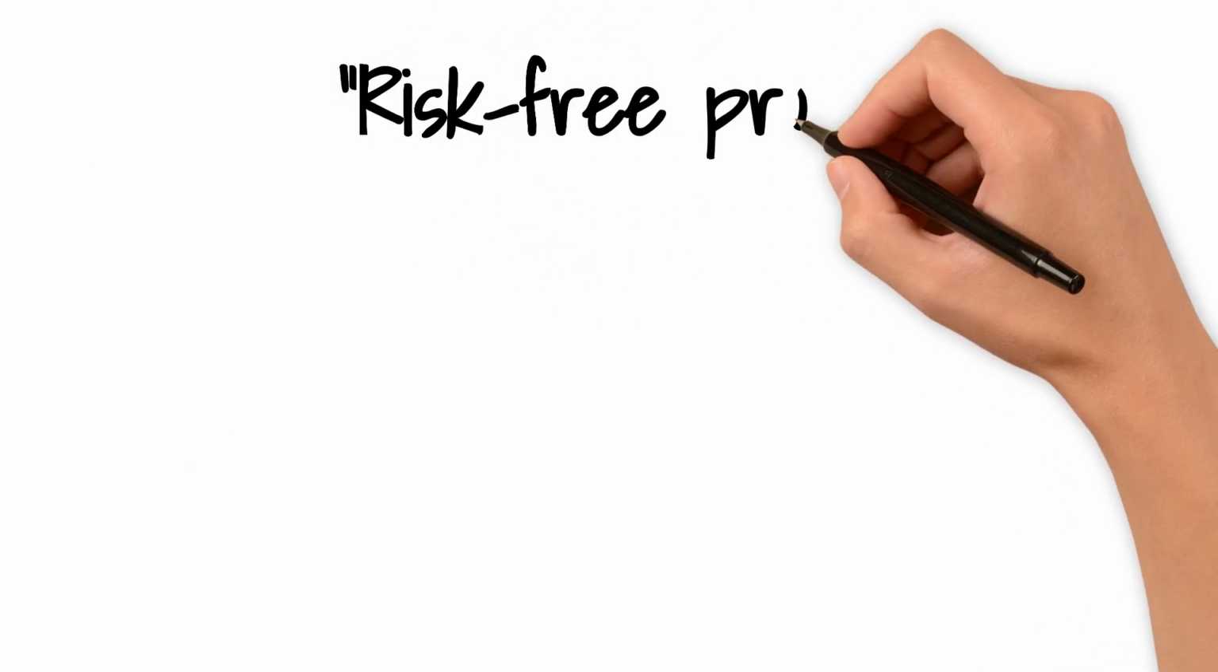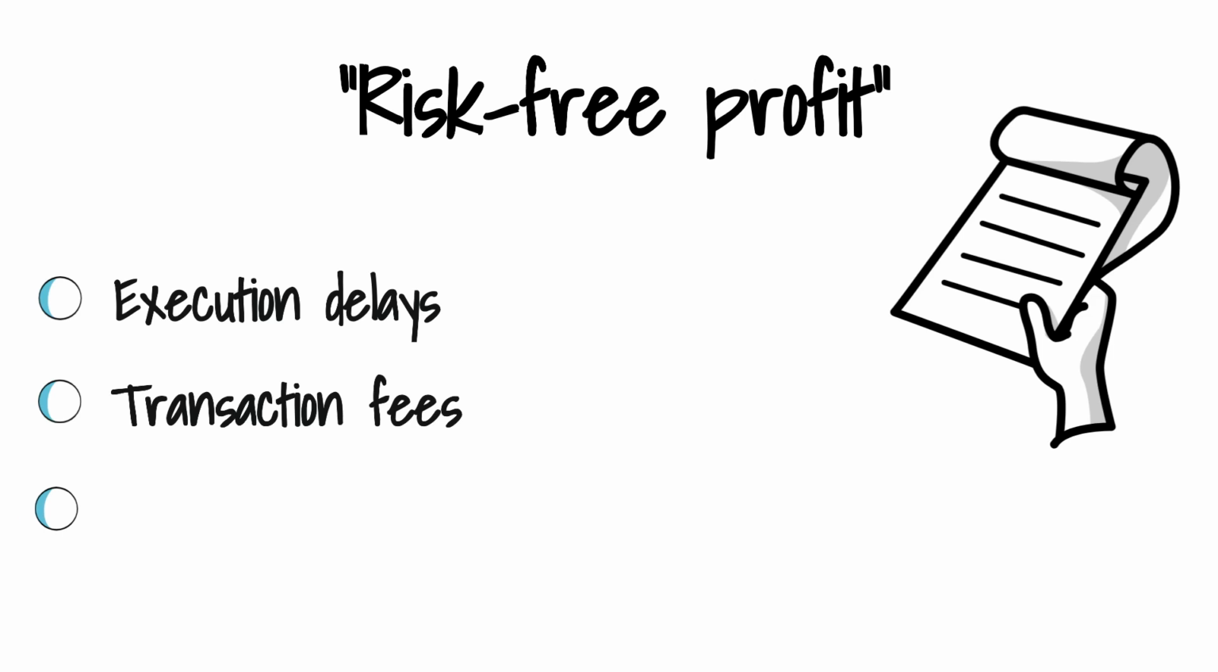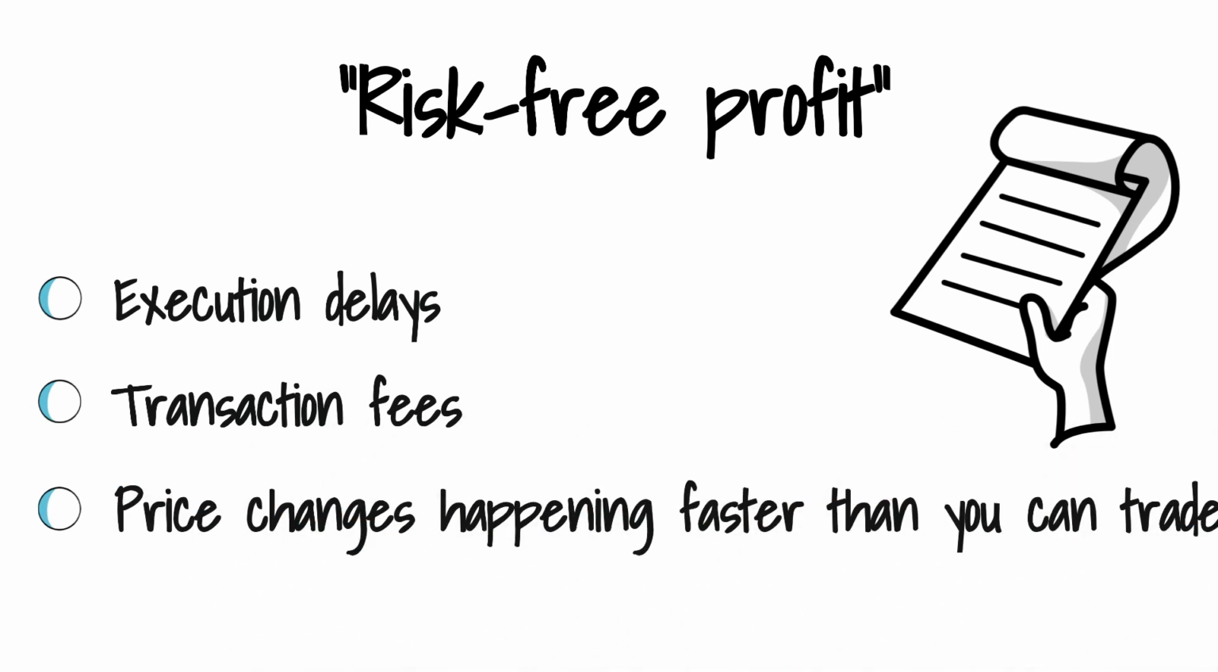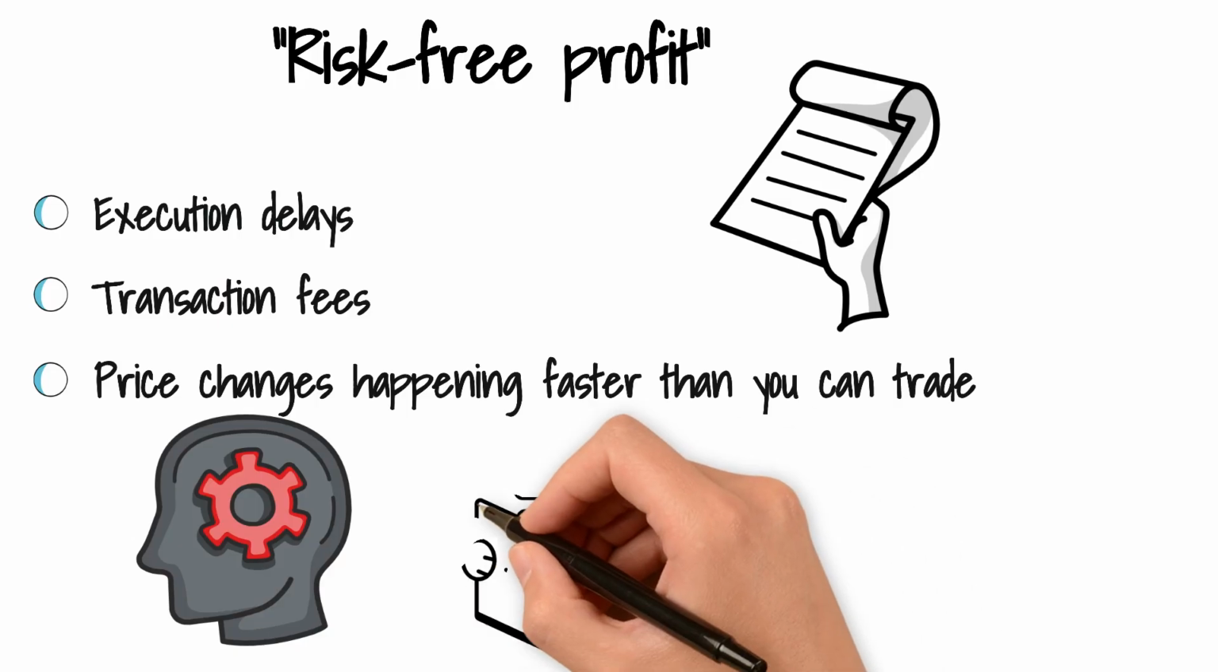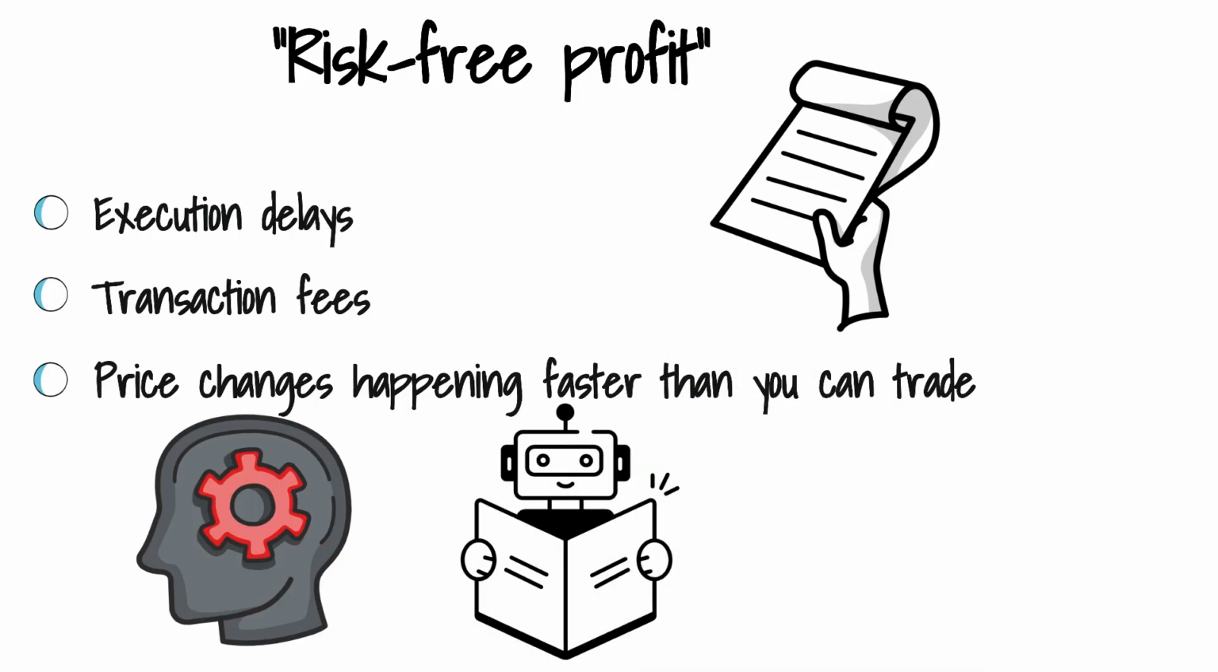Arbitrage is often called risk-free profit, but only in theory. In real life, there are risks: execution delays, transaction fees, price changes happening faster than you can trade. That's why today, most arbitrage is done by automated systems and bots that act in milliseconds.